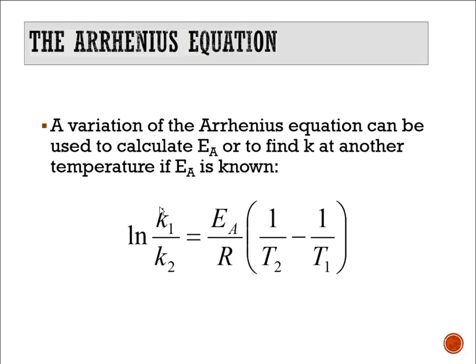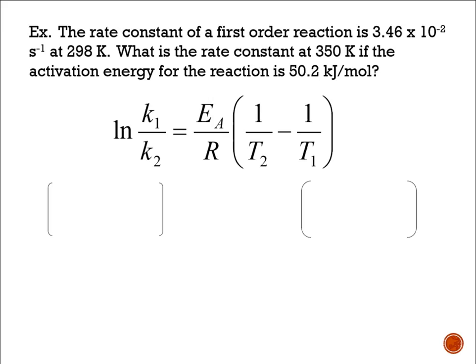We have the natural log of the rate constant at temperature 1 over the rate constant at temperature 2, equal to the activation energy divided by R, and then this expression where we have the inverse of temperature 2 minus temperature 1, or final minus initial. That'll help us be able to calculate any piece within this.